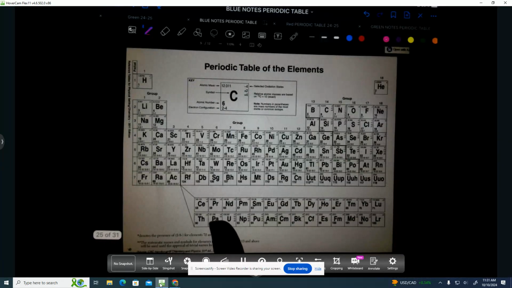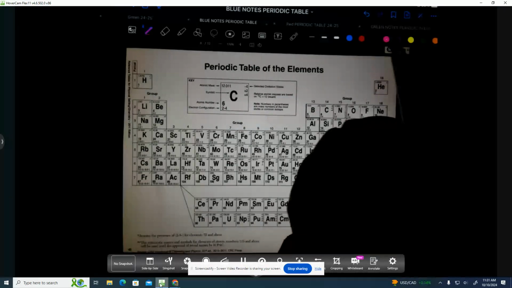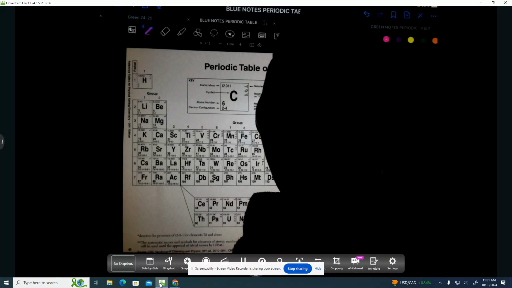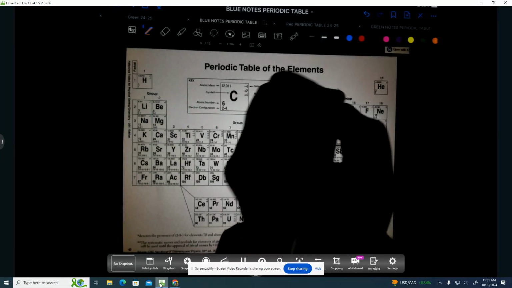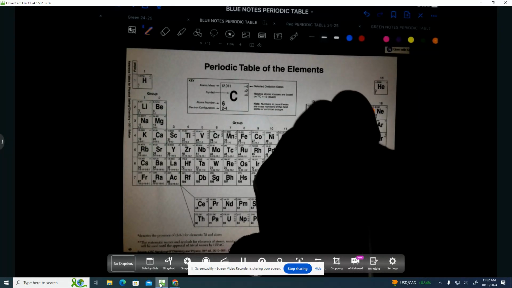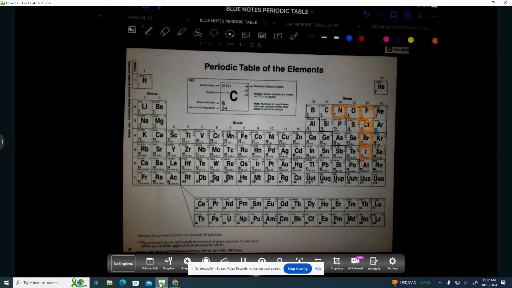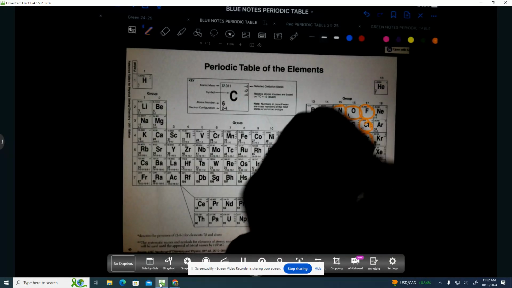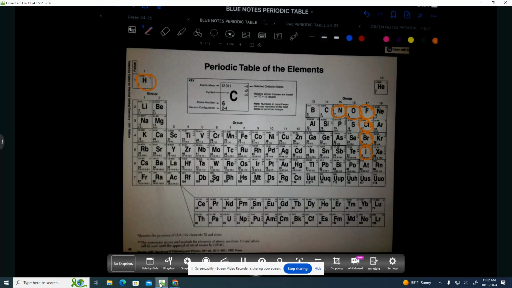Okay. Alright, your diatomic elements. Your diatomic elements are the 7. I'll do them in orange. Nitrogen, oxygen, fluorine, chlorine, bromine, and iodine. They start at 7, they make a 7, and hydrogen is your 7th one.